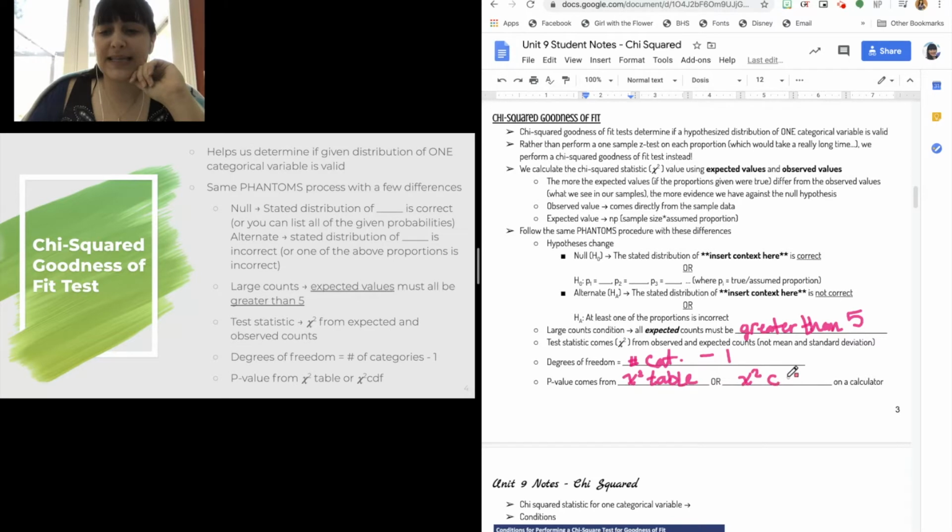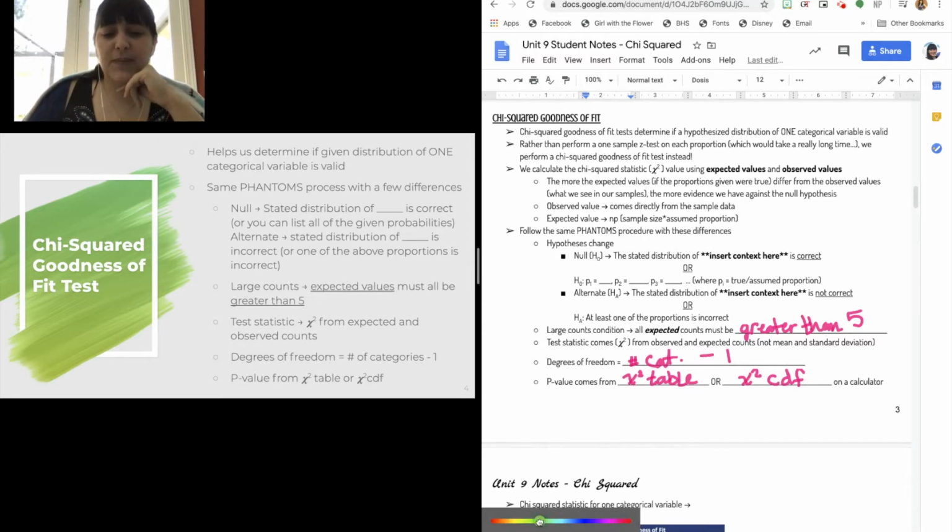chi-squared CDF on your calculator. And I will show you where this is, the chi-squared CDF on the actual calculator. I'll show you where it is, but I'm going to show you a trick, because the calculator will just run the entire test for you. It'll give you the chi-squared value, the p-value, all of that. So I'm going to show you where that is later in this video.